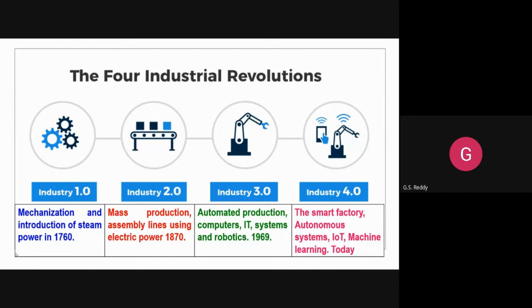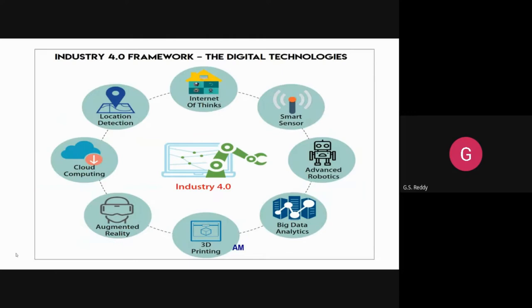Industry 4.0, that is today, brings the smart factory, autonomous systems, IoT, machine learning, and so on. Why am I telling these things? Because many people have been talking about this for many years, but additive manufacturing is already placed into Industry 4.0, and that is what we have to recognize. This is the Industry 4.0 framework of digital technologies. If you see right at the bottom, 3D printing, that is additive manufacturing, is already listed.